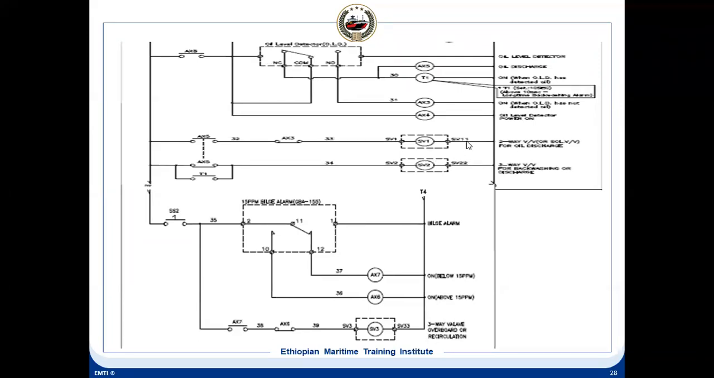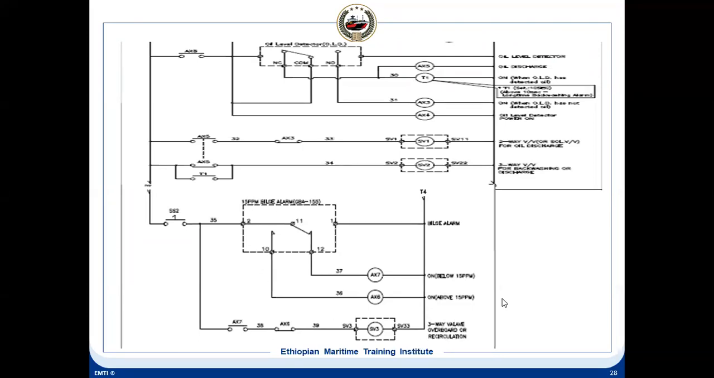The oil has to be discharged to the holding tank, oil tank, oil storing tank. And this is for the backwash or discharge. And this is a three-way solenoid valve. This three-way solenoid valve is connected with the 15 ppm monitor.